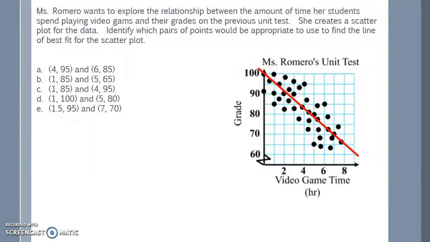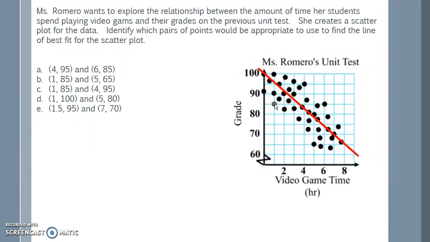So I've drawn a line here as an estimation. If I go through the points listed, I would have the point 4 and 95, which is well above our chosen line, so A can't be it. We could choose 1 and 85, which would be here. However, that's well below the line, so we can exclude B and C.